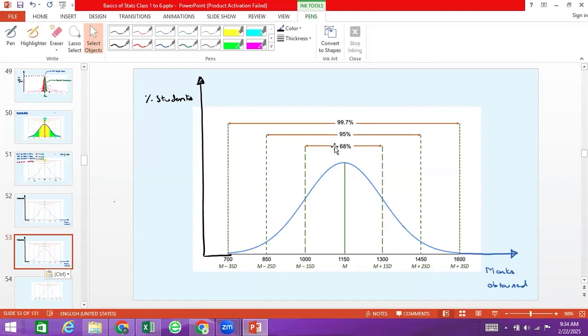According to this, for example, if the mean of the exam score is 80 and the standard deviation is 5, does it mean most of the students have marks between 75 and 85, that is 80 plus or minus 5? Right, 68% of the people will have marks from 75 to 85.